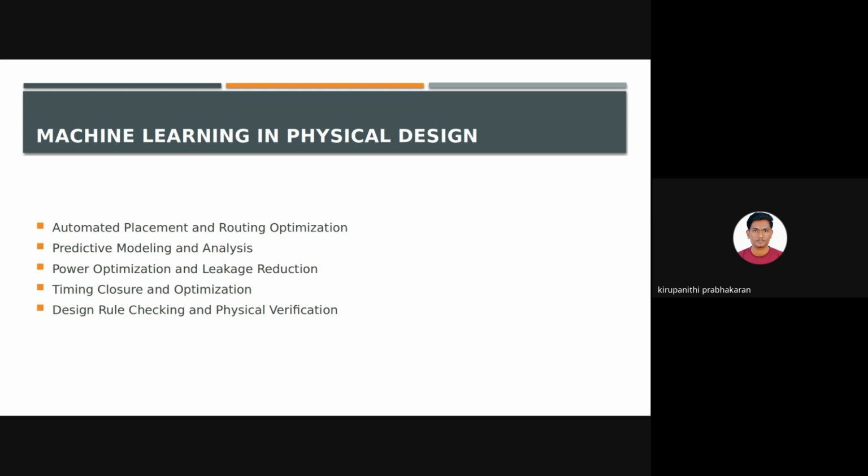Predictive modeling and analysis. Predictive modeling uses ML to forecast potential design challenges like timing violations, thermal hotspots, or congestion issues early in the design flow. How the ML helps is the timing prediction. A supervised learning model trained on historical designs predicts the critical path that may cause the timing issues. Thermal and power predictions. ML analyzes the chip layouts and estimates the thermal and power behavior, guiding the optimization before they tape out.